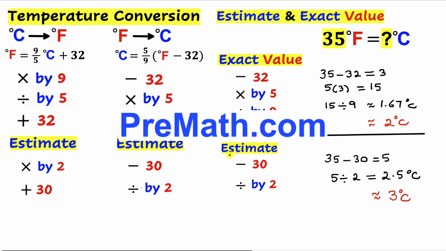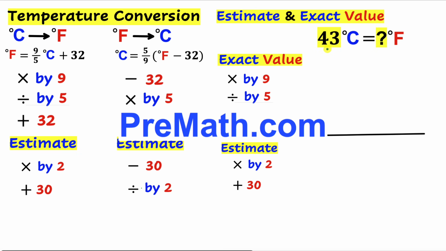And likewise, we are going to calculate the estimate value as well. And here's our very first step. I put down 35 over here and subtracted 30 from it. We got 5. And then divided by 2. 5 divided by 2 is going to give us 2.5 degrees Celsius. And that's going to be approximately equal to 3 degrees Celsius. And that's our estimate.